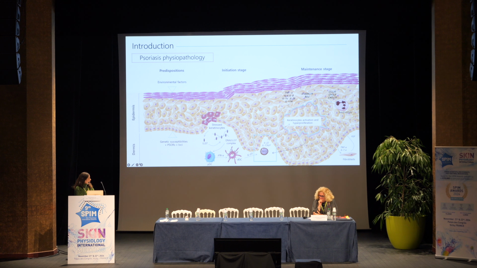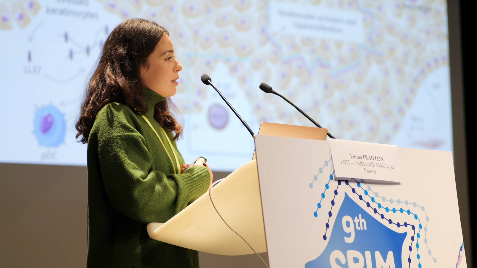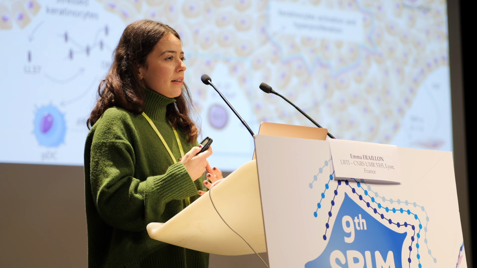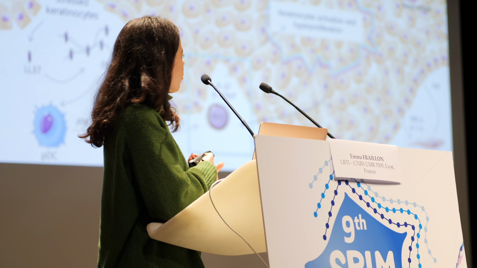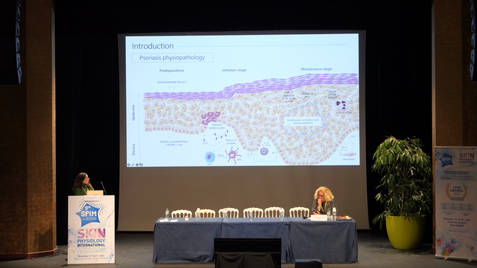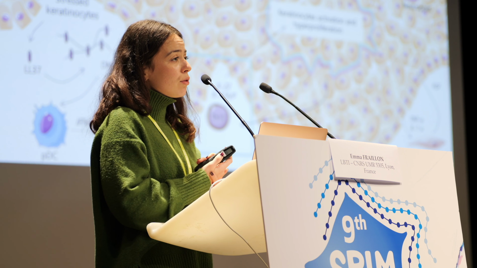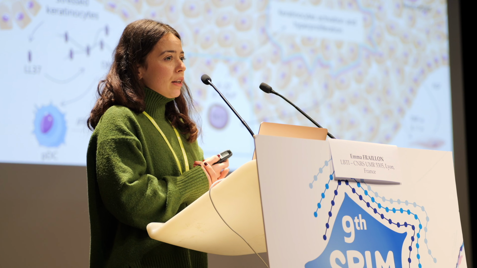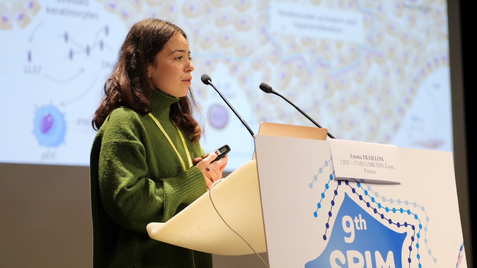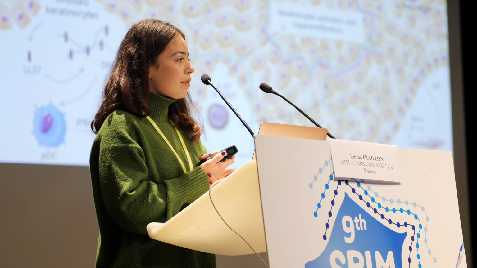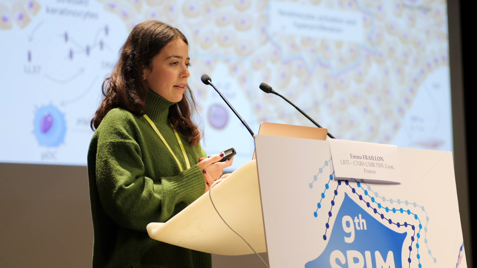Those Th17 lymphocytes can produce IL-22 and IL-17A that directly act on keratinocytes. Keratinocytes will start to hyperproliferate, and in response, they also produce antimicrobial peptides, chemokines, as well as several pro-inflammatory cytokines, including IL-17A. So here you can see that keratinocytes also play a key role in the inflammatory response of psoriasis.